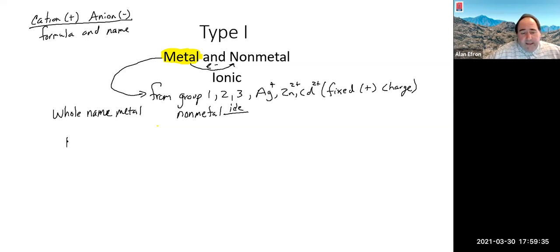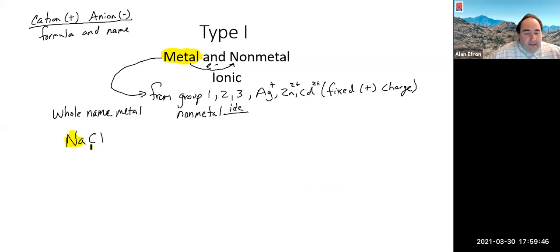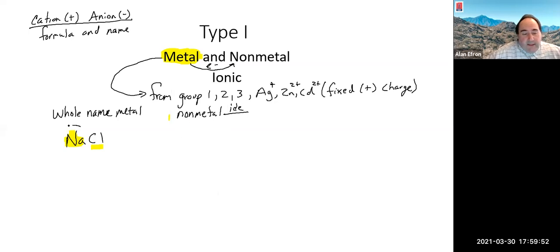So if we look at something like what we had there, NaCl, again, if we were to analyze this, we want to first look at our first guy there and go, Na is a metal, Cl is a non-metal. So this is an ionic compound. First off, looking at the metal, which is the important guy, that is going to tell us that is group 1. That means he has a fixed charge. That means it's type 1.